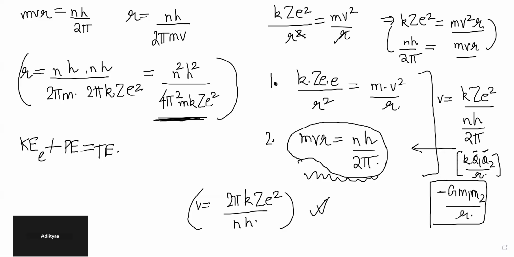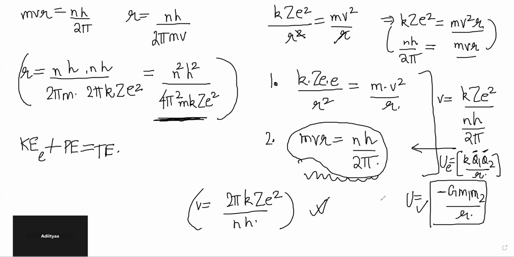So just like that, here when you have minus G m1 m2 by r was the potential energy in gravitation, this is the potential energy in electrostatics, k q1 q2 by r. The reason it is so similar is because the law is so similar. G m1 m2 by r square and k q1 q2 by r square, right?